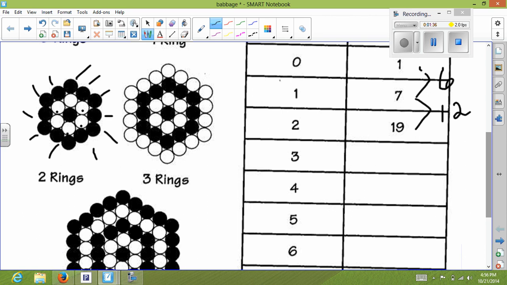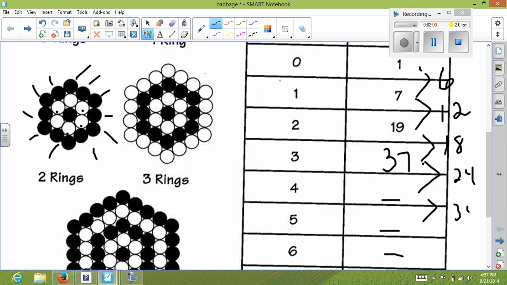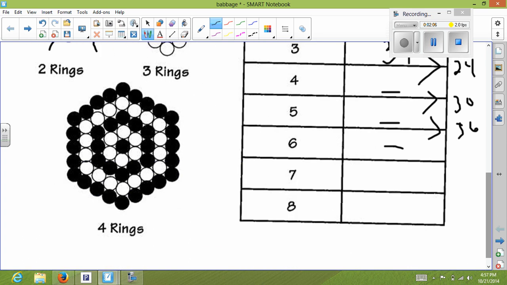And if I go about adding up this next group, I see that the next ring gives me a total of 37. And so this is what Babbage did, and this is how he made his machine, was by looking at constant differences like this. So that would be 18. So what would be the 4th term and the 5th term and the 6th term? Well, to get this one, we would have to add 24, and then you would add 30, and then you would add 36.